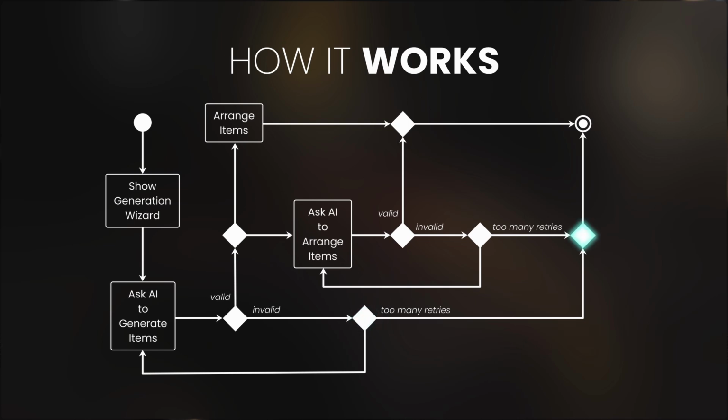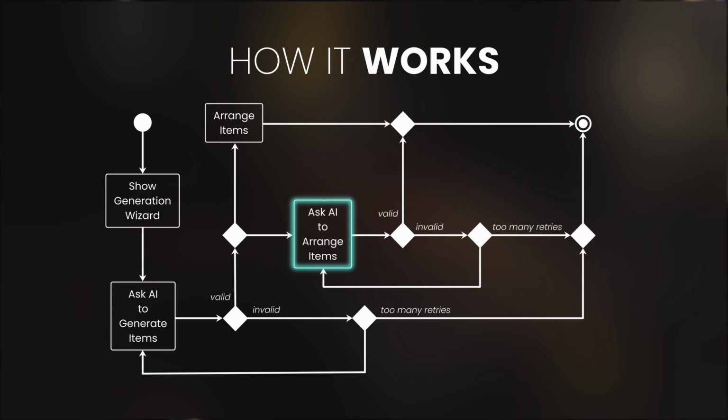In such cases, we inform the user that the AI failed to generate the items as requested. If the user chooses to ask AI to perform the items arrangement, we build a different prompt specifically for the items arrangement. The same treatment is then applied to this process. We validate the answer until a valid answer is generated or a certain number of unsuccessful attempts has been made.